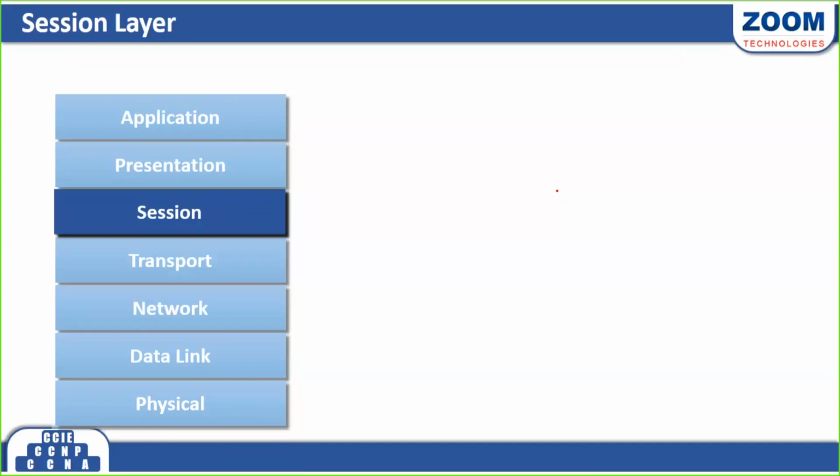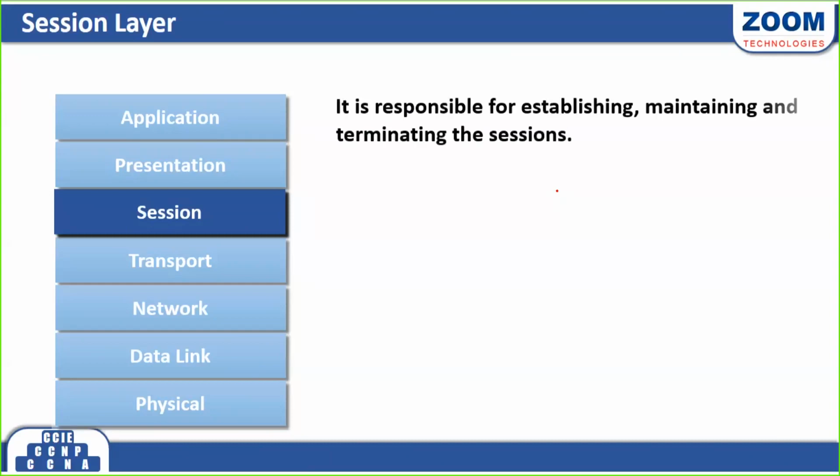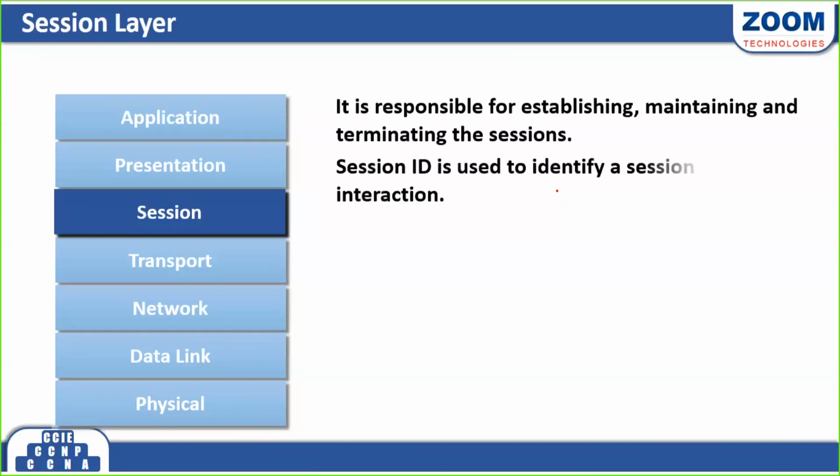So if you visit any website, three actions should happen: establishing a session, maintaining the session, and terminating the session. These are taken care of by the session layer. It is responsible for establishing, maintaining, and terminating sessions. Every session is identified by one ID called the session ID, or we call it an interaction.